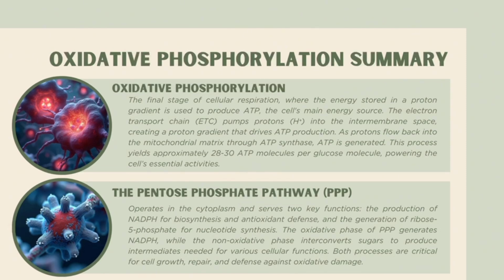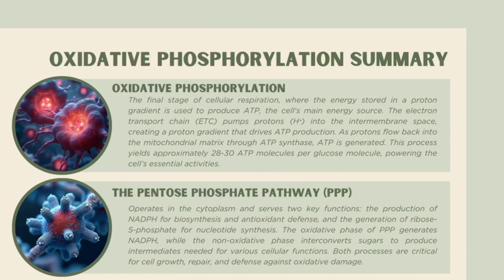The PPP, also known as the pentose phosphate pathway, occurs in the cytoplasm and provides NADPH and ribose 5-phosphate for biosynthesis and antioxidant defense. There are two phases. Phase 1 is the oxidative phase, the NADPH production. Glucose 6-phosphate is oxidized, generating NADPH for fatty acid synthesis and cellular defense against ROS.